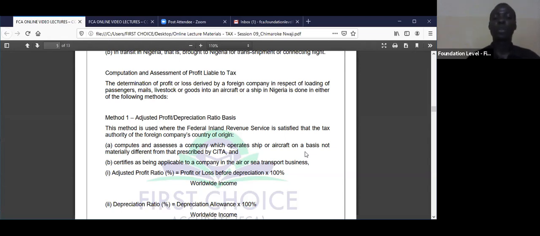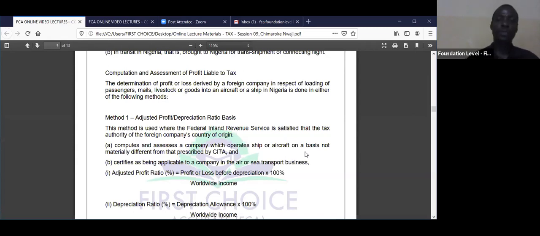Now, this method is used where the FIRS is satisfied that the tax authority of the foreign country computes their tax, their assessable profit, on the same basis that Nigeria computes their CIT. So their basis for computing CIT is not materially different from that computed by Nigeria. So how does Nigeria compute their CIT? How do they compute their assessable profit? Normally, they have what they call the gross income. Then there are allowable expenses that they allow. There are some disallowable expenses that they do not allow.